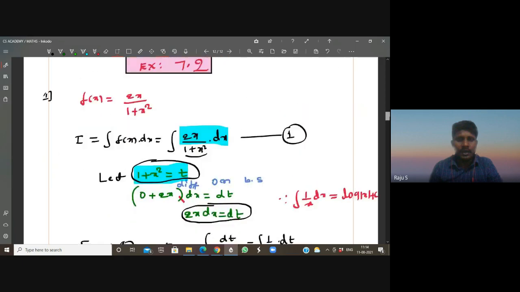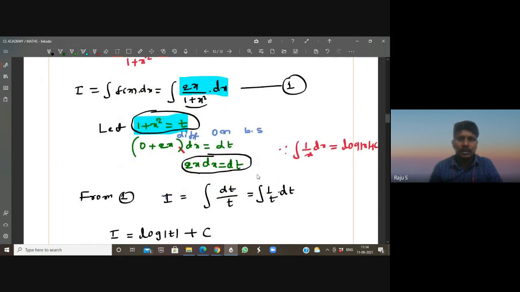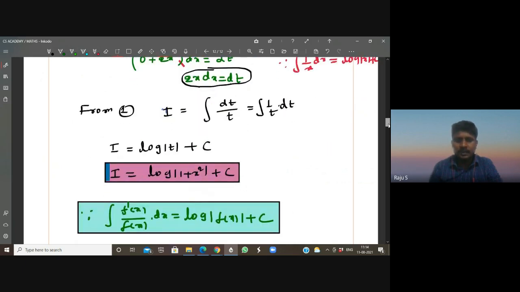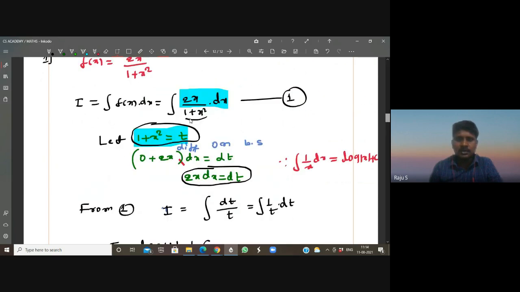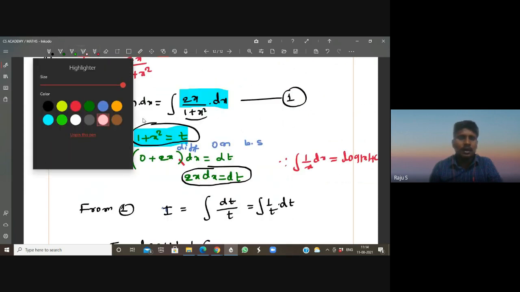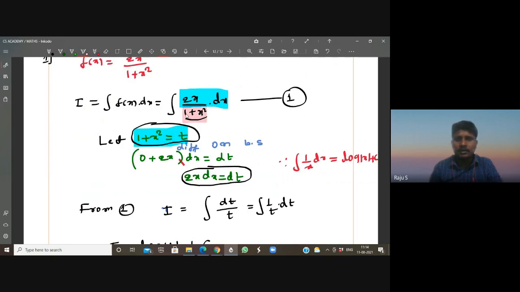Let's take the same question. What is the formula here? F dash of x by f of x. The function is in the denominator, its derivative is in the numerator. Directly, the answer is log of the denominator. If I take the denominator as a function, what is the derivative of 1 plus x square? It is 2x, since the derivative of 1 is 0 and of x square is 2x. Does it satisfy the formula? Yes. What is the answer directly? We can write log of 1 plus x square. If it is an objective question, we'll write the answer directly.